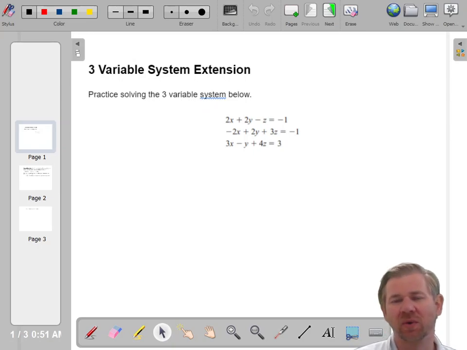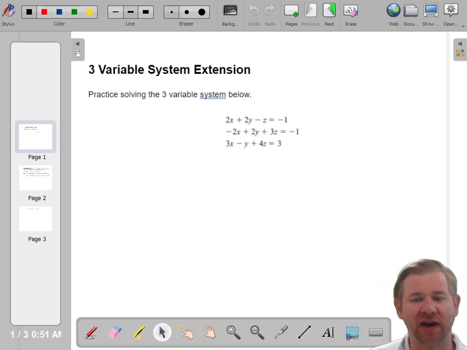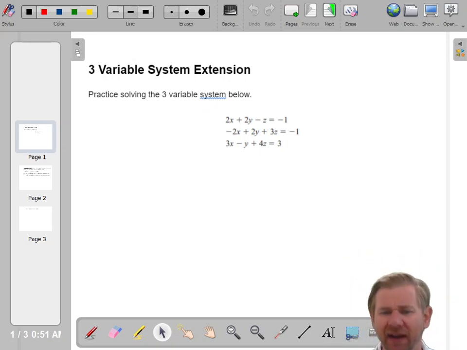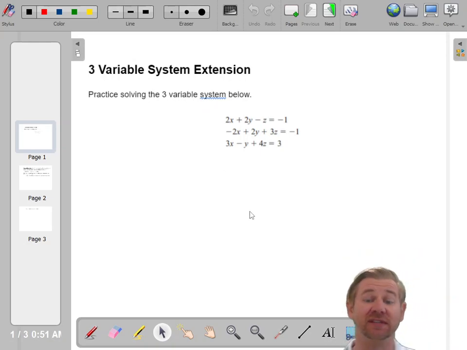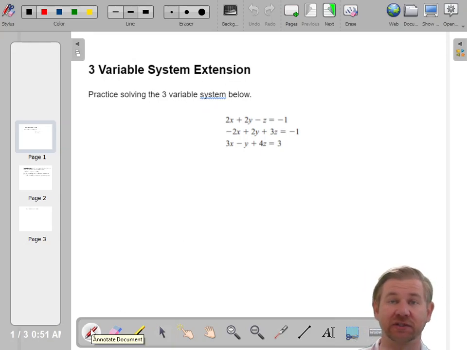Hello everyone, we're going to continue solving three variable systems, but I'm going to make a little extension here and we'll call this polynomial curve fitting. Before I get to that, let's just practice solving a system, make sure we remember how to do all this, and then we'll use the system to answer a question that's kind of interesting.